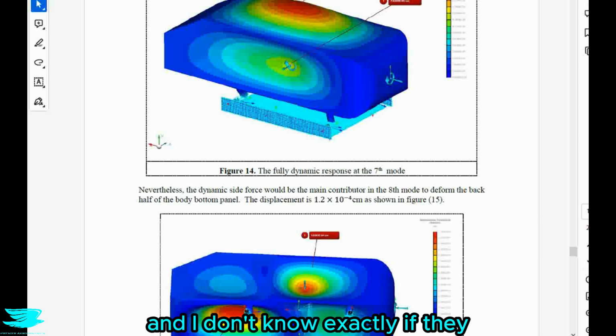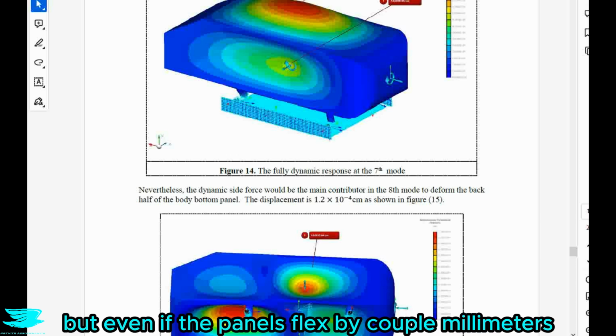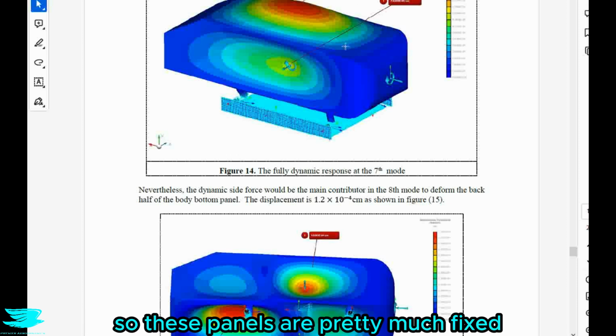And I don't know exactly if they got the stiffness on the panels to be the exact same as regular cars, but even if the panel is flexed by a couple millimeters, that's not that much for 100 km/h speed. So these panels are pretty much fixed.